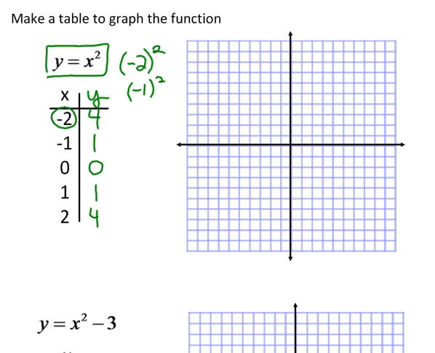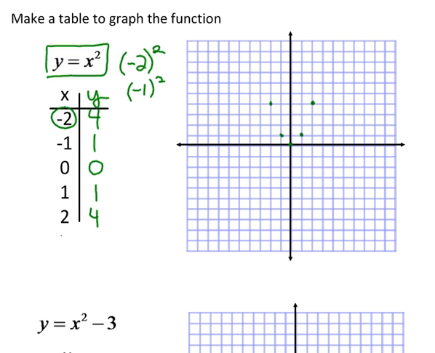This gives us 5 ordered pairs, and we're going to plot those on our graph. -2, +4, so we go over -2, up 4. -1, 1, so we go -1, +1, 0, 0, 1, 1, and 2, 4. What you'll notice is this is going to be curving. A quadratic function, anything that has an x squared in it, is a smooth curve. This is not making a V, this is making a curve.